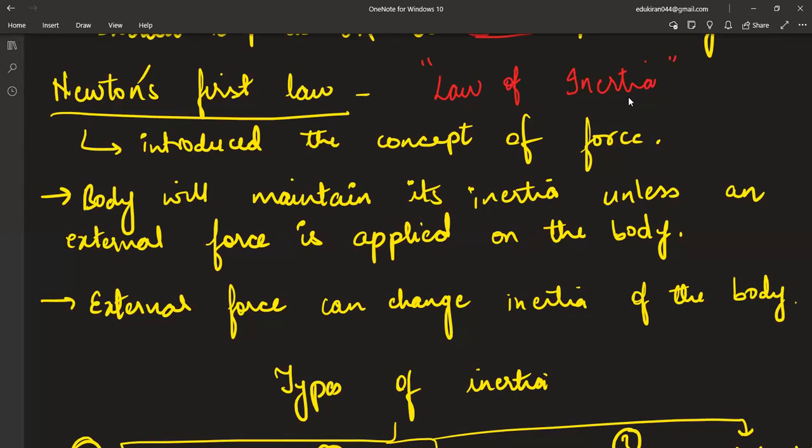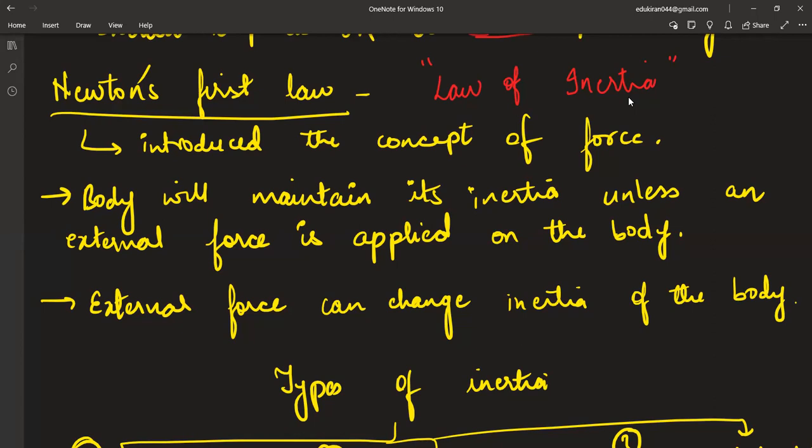Or for example, a ball is moving on the ground. I have put my foot on the ball. So it's my pressure that is being applied. It's the force that I'm applying on the ball to stop it. So it initially had the tendency to keep on rolling. So that is its inertia of motion. So body will maintain its inertia unless and until external force is applied on the body. This is exactly the statement of Newton's first law. An external force can change inertia of a body.